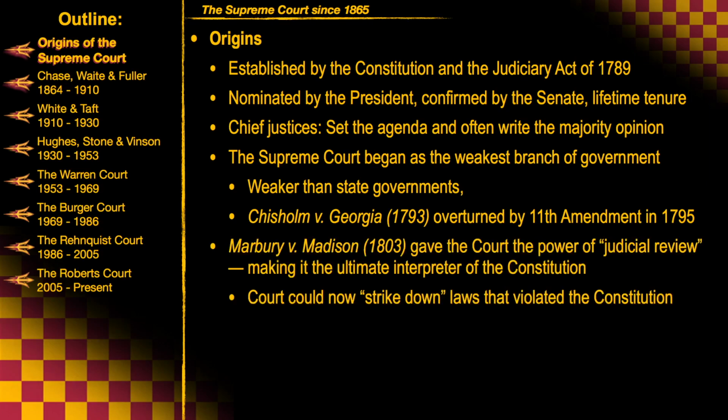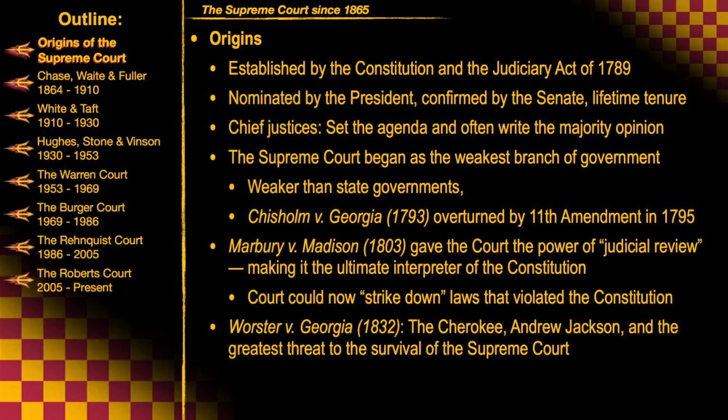This would be followed, though, by one of the most important cases in U.S. history, Marbury versus Madison. This is the case there in 1803 where the Supreme Court gained the power of judicial review. This is the point where it now had the power to be the ultimate, the final interpreter of the Constitution. And through judicial review, if Congress passes a law and it's challenged in court, the Supreme Court can consider if that law actually meets the standards of the Constitution. If it does, it's allowed to stand, and if it does not, it becomes what we call struck down.